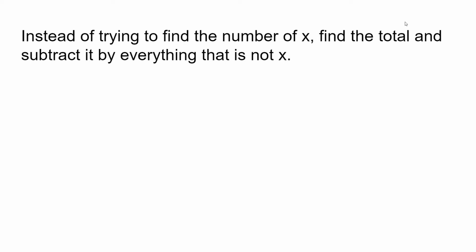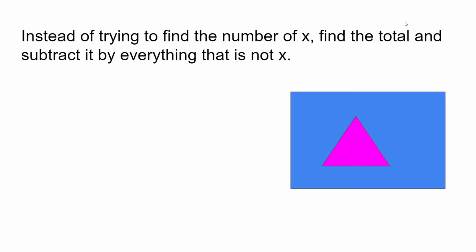The idea of complementary counting is that sometimes, instead of trying to find the number of x's, we can find the total cases and subtract it by everything that is not x. And a similar problem would be to find the blue area: we can find the total area of the rectangle and subtract it by the triangle's area.